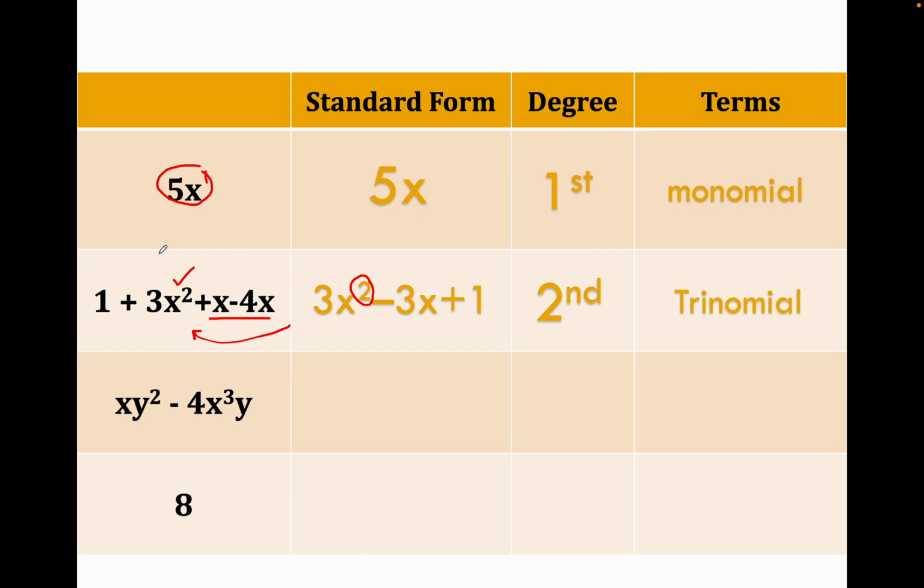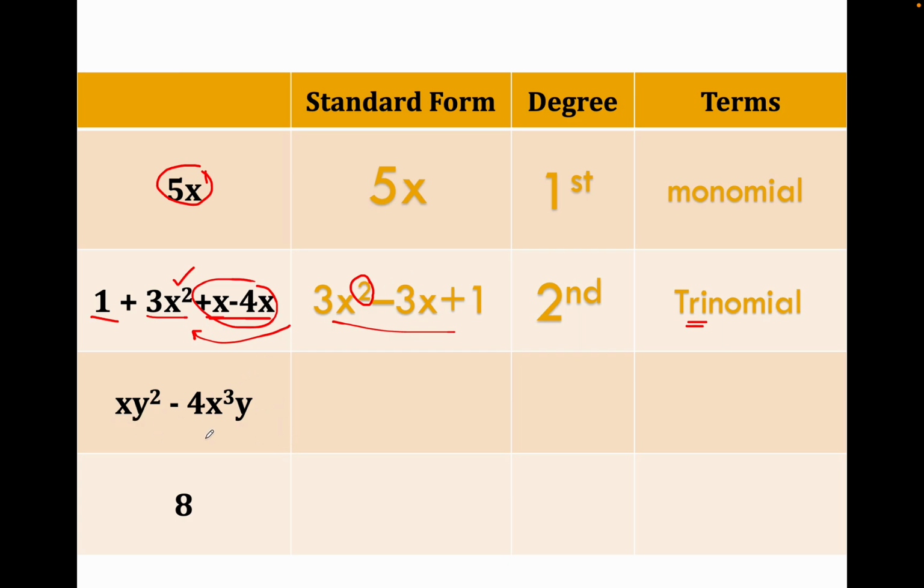If we look at the original expression, there were 1, 2, 3, 4 terms before we simplified, but after we simplified, there are only 3. So we must simplify first before we identify what type of polynomial it is based on how many terms it has. We have to simplify it first.